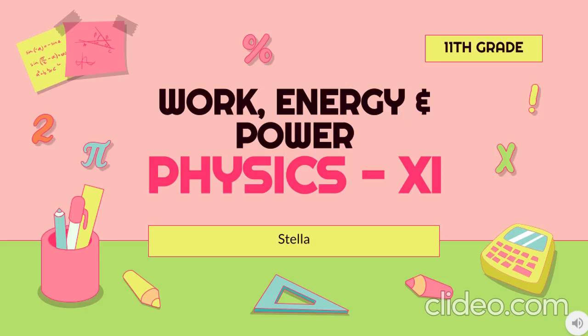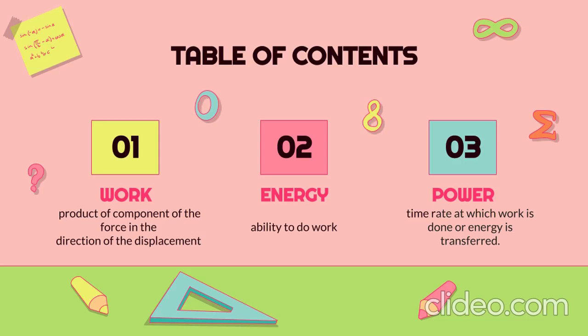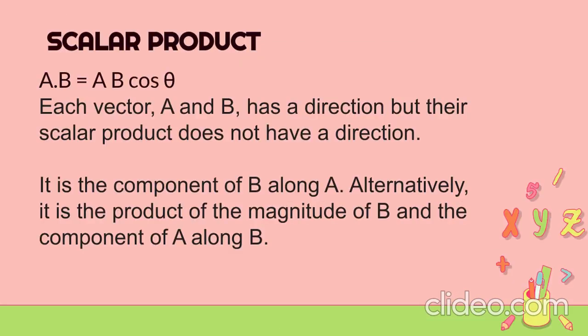Let's learn how to handle work, energy and power. Now let's understand the three physical quantities: work, energy and power. Prior to doing that, we must learn how to multiply two physical quantities which have a direction. Quantities which have a direction are also called vector quantities.